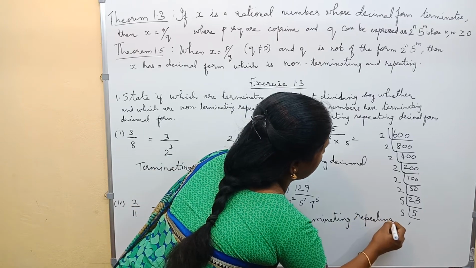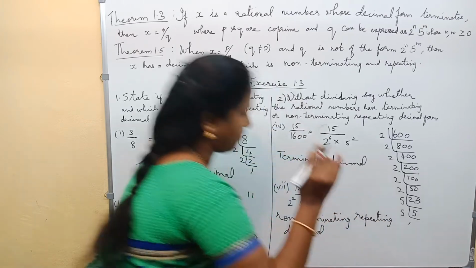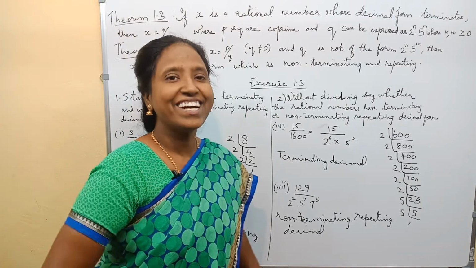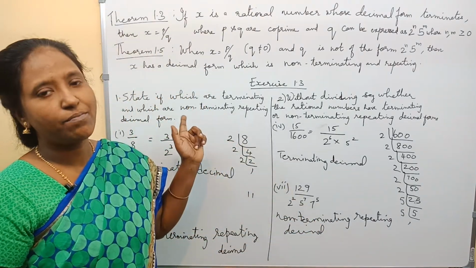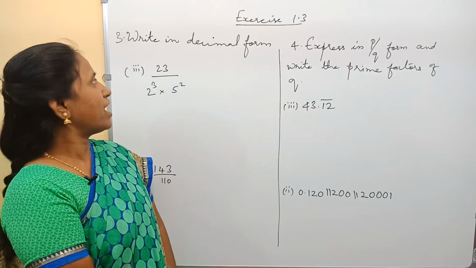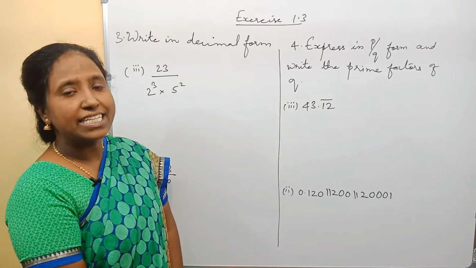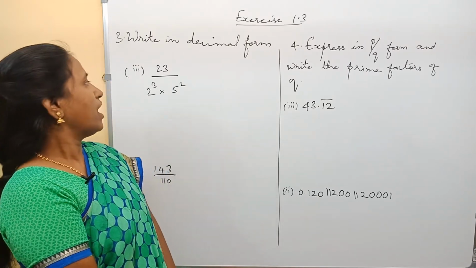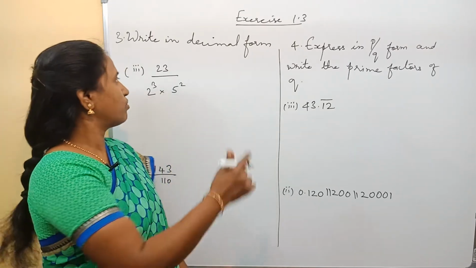Hope it's clear. We will again see the third sum. On to the third sum now. Write in the decimal form. How do you do it without dividing? How do we go about it?